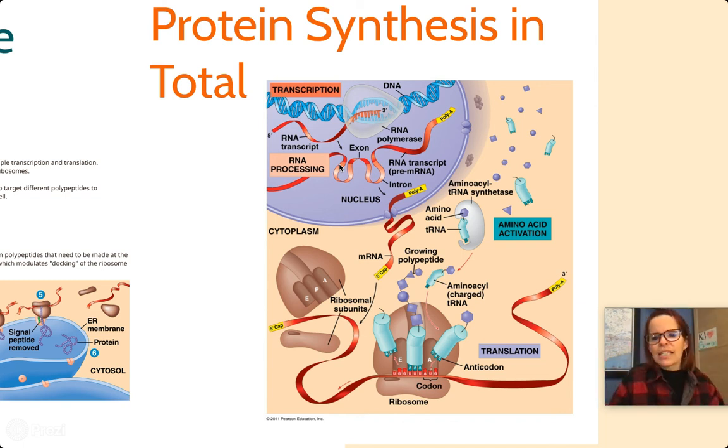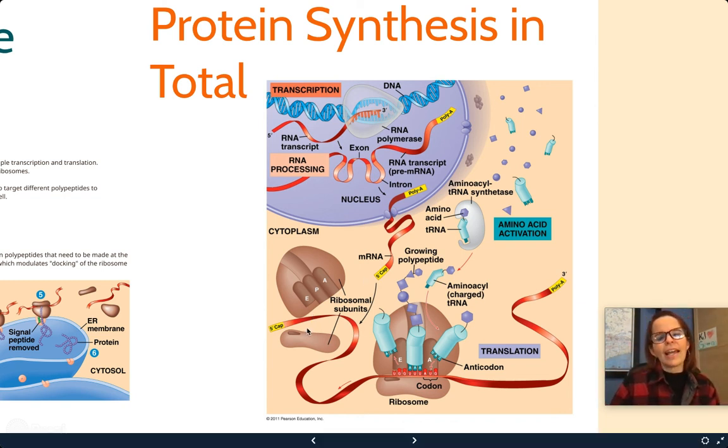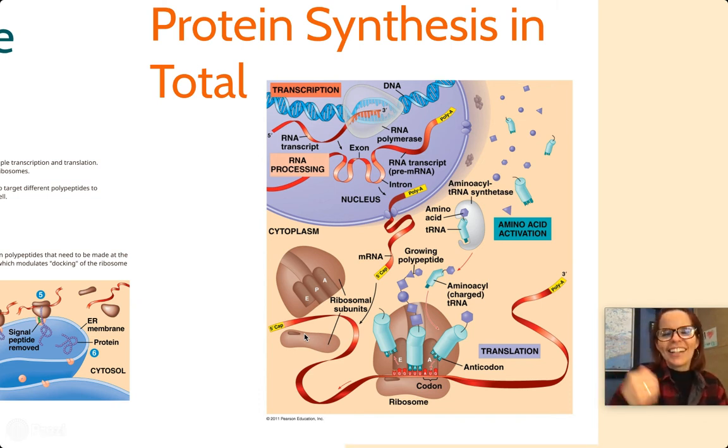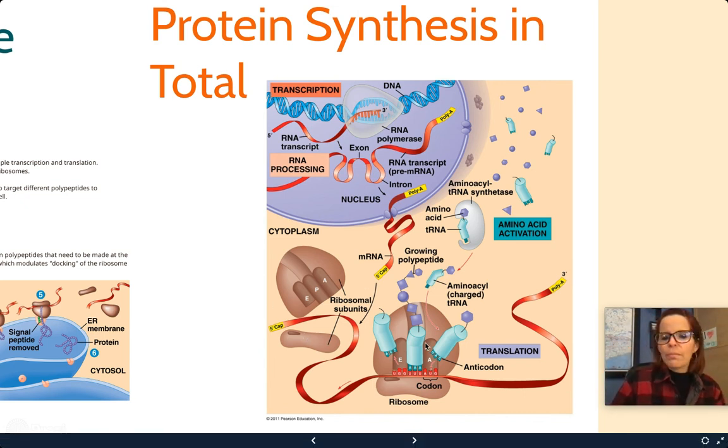So they've been put together, then it leaves the nucleus and heads to a ribosome. The trucks, the charged tRNAs, bring their amino acids, and they drop off the amino acids. They bond together with peptide bonds to form our protein at the end.